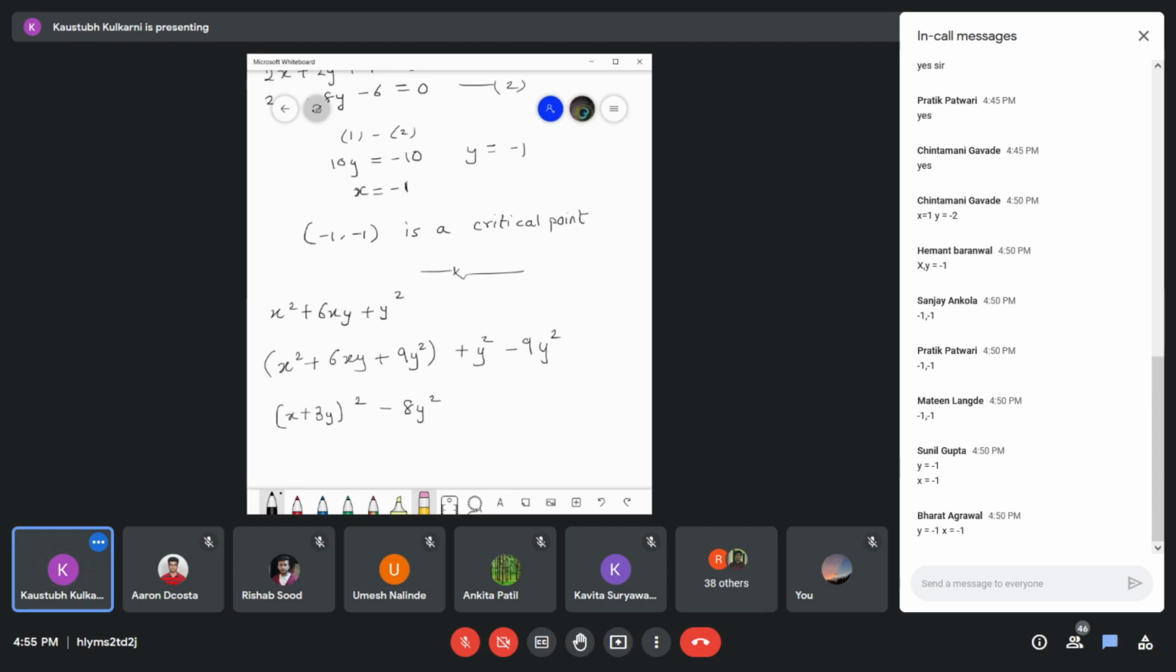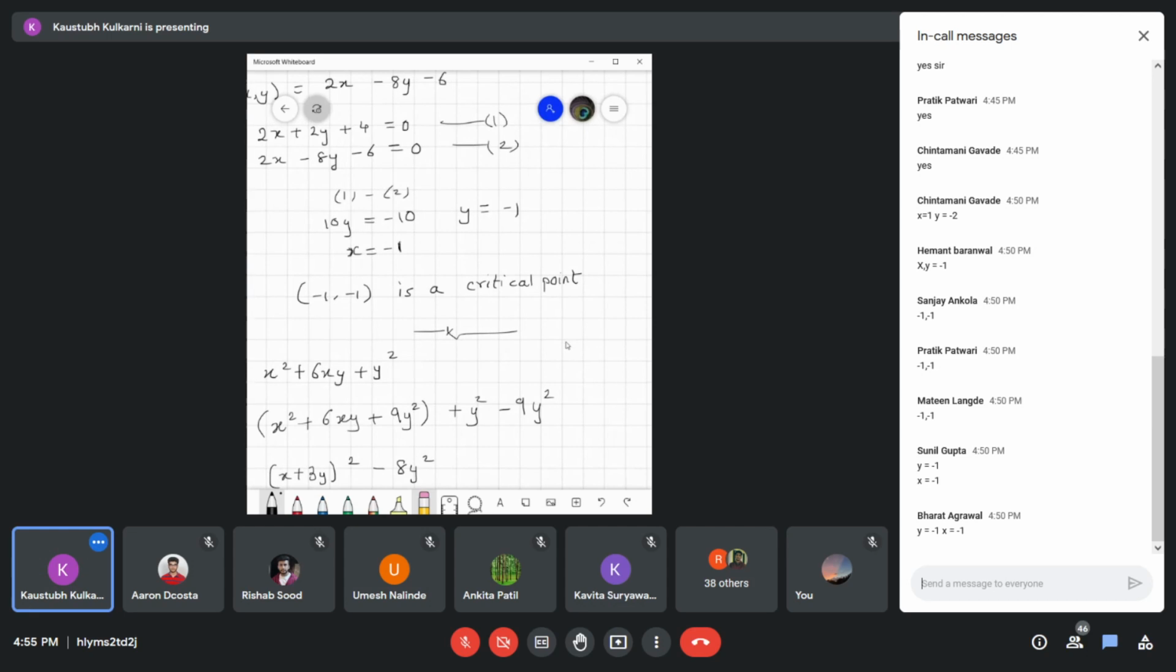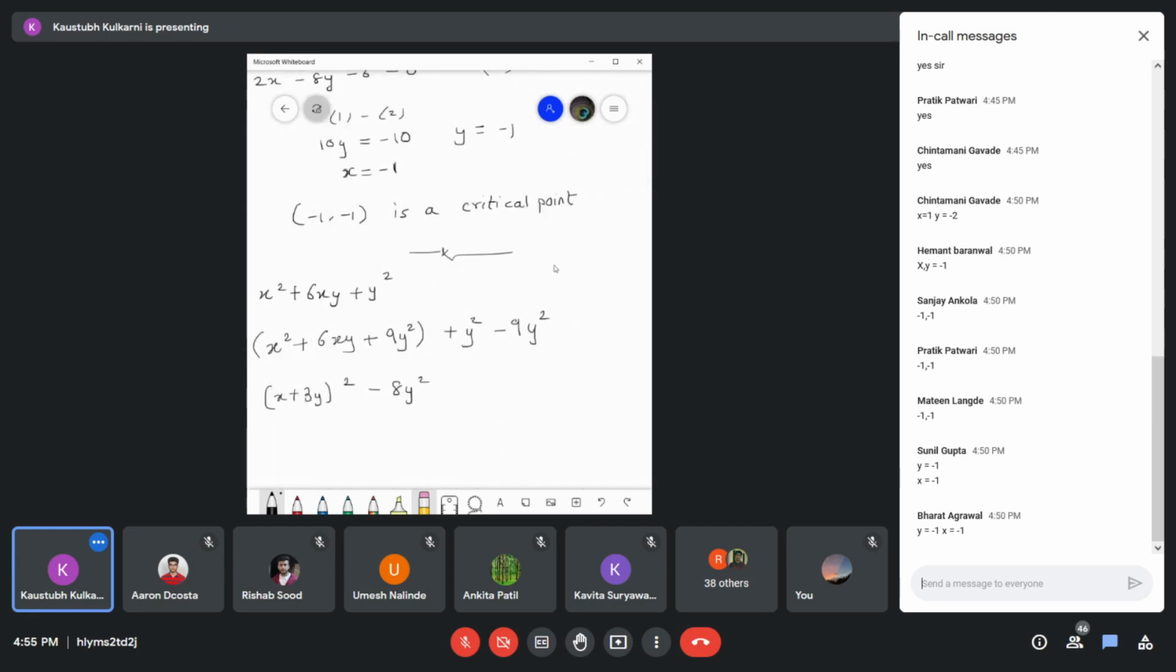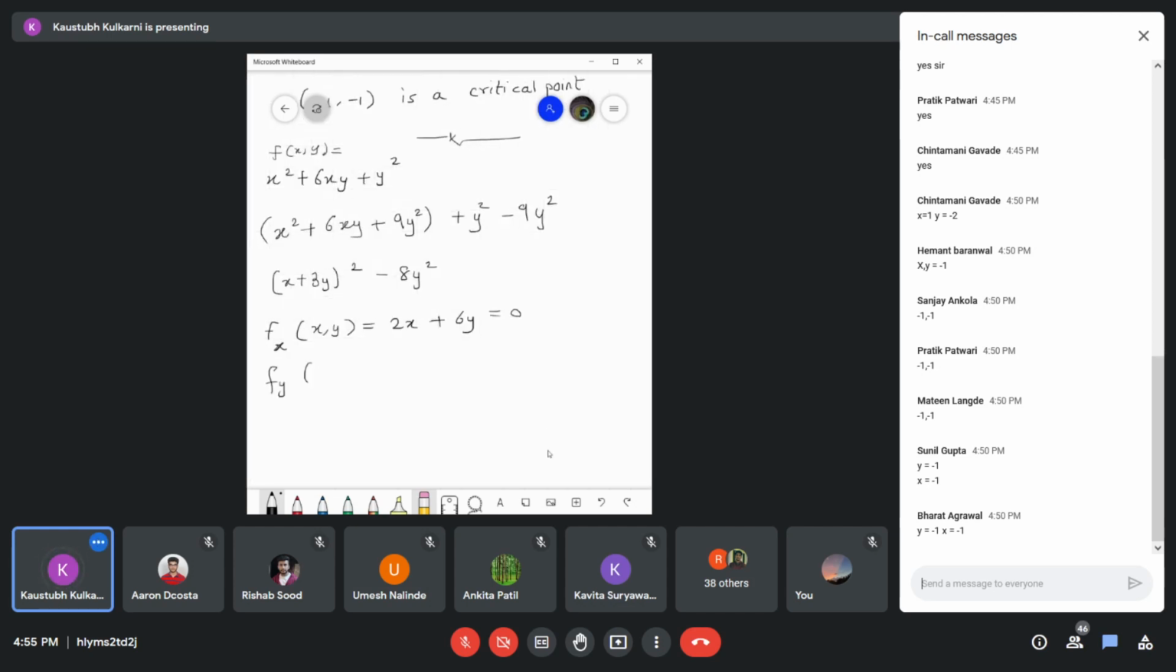The first derivative of this, let's say this is f of x y, with respect to x is 2x plus 6y equal to 0, and the first derivative with respect to y is 6x plus 2y equal to 0.